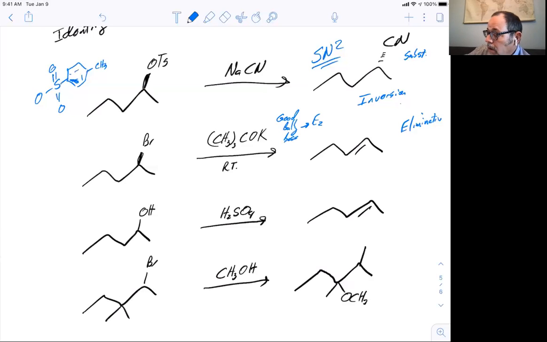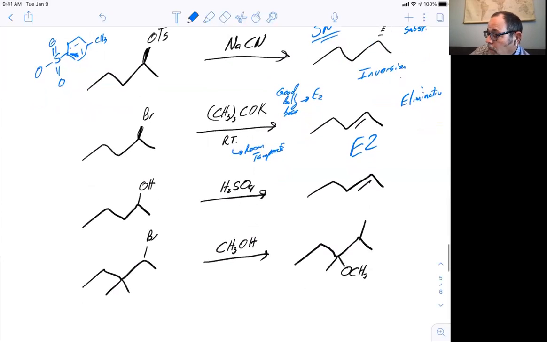And then RT, that's room temperature, right? Well, what that suggests is we're not adding a lot of heat. So low heat would suggest that we're doing an E2 versus an E1. If we were doing an E1, we'd want to really add a lot of energy to the reaction because we've got to go through a carbocation. So this would suggest that this is an E2 mechanism. Again, the product isn't telegraphing that.